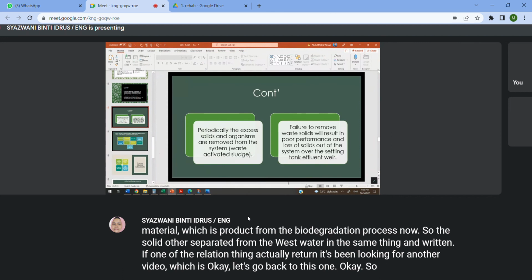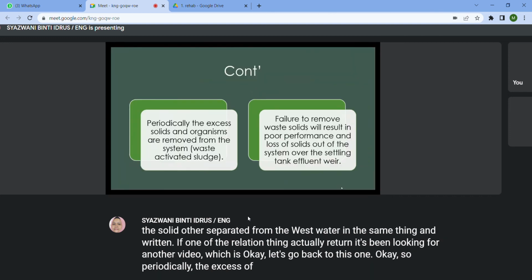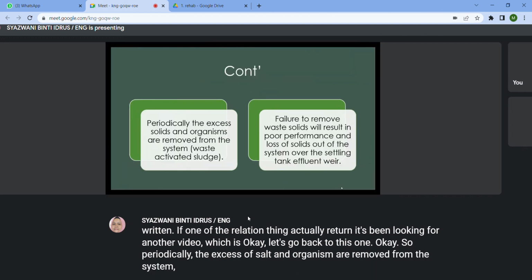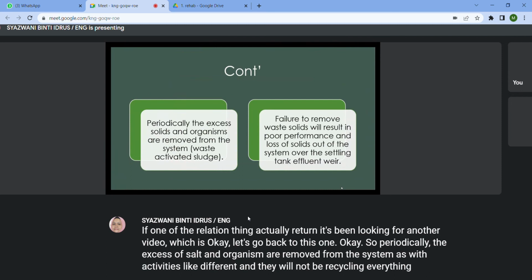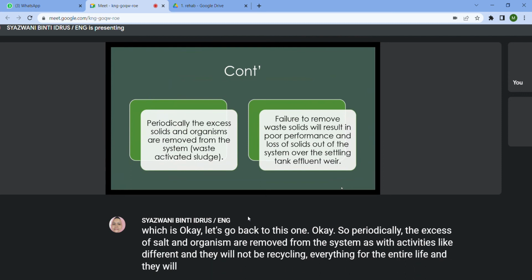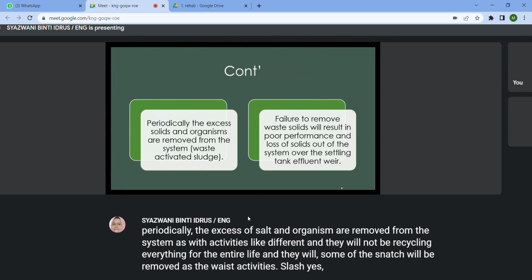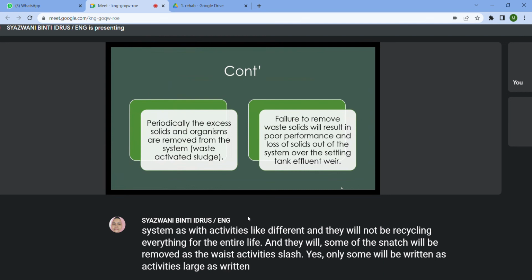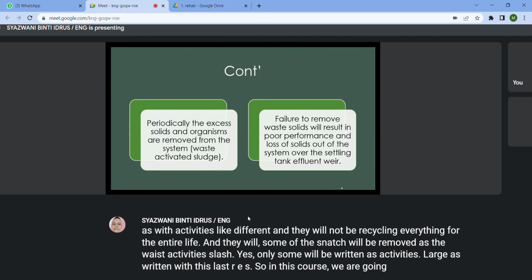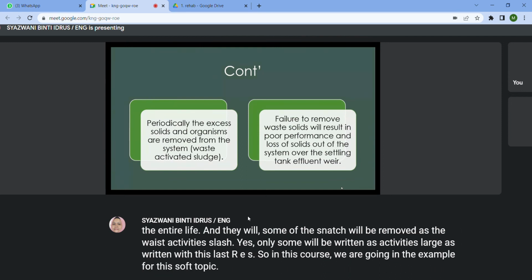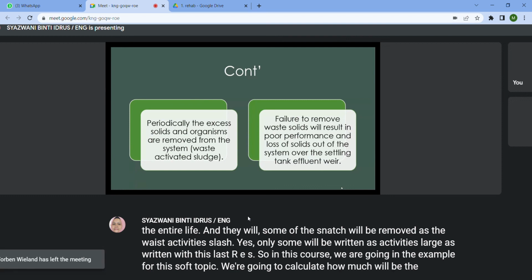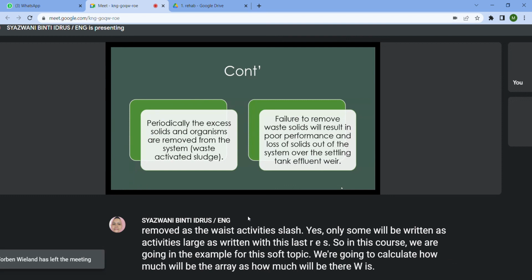Okay, so periodically the excess of solid and organism are removed from the system as waste activated sludge. Definitely, they will not be recycling everything for the entire life. Some of the sludge will be removed as the waste activated sludge. Only some will be returned as return activated sludge, RAS. So in this course, in the example for this subtopic, we are going to calculate how much will be the RAS, how much will be the WAS, the waste activated sludge.